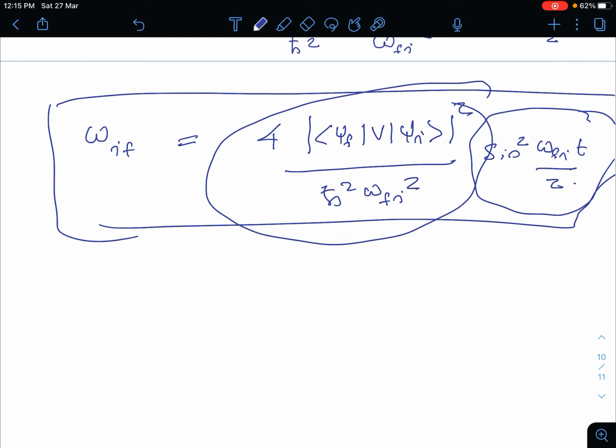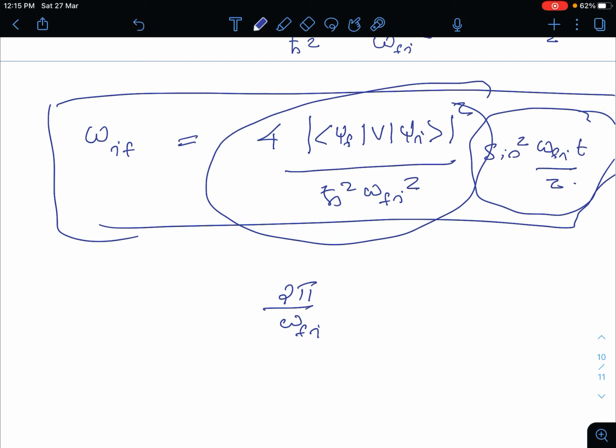When will it be 0? When time is equal to, let us say, 2 pi by omega fi. Look, if t is equal to 2 pi by omega, then the omega also cancels, so it becomes pi, right? So that becomes 0. So whenever the time is a multiple of this, it becomes 0, otherwise it becomes maximum, and it goes on like that. Clear?